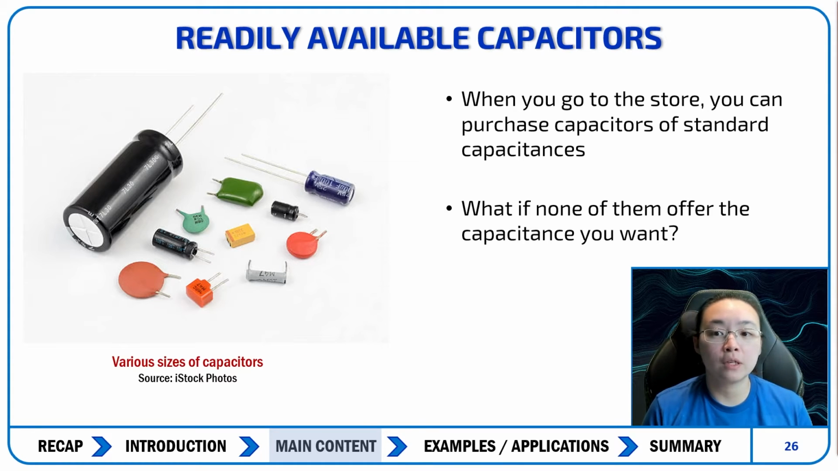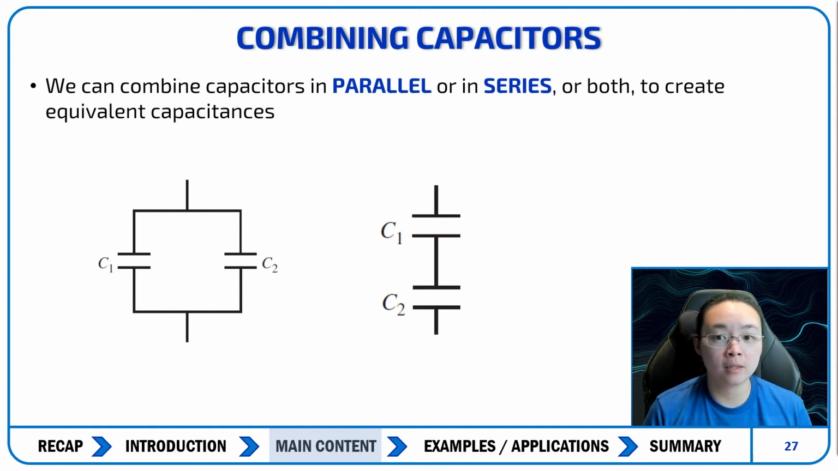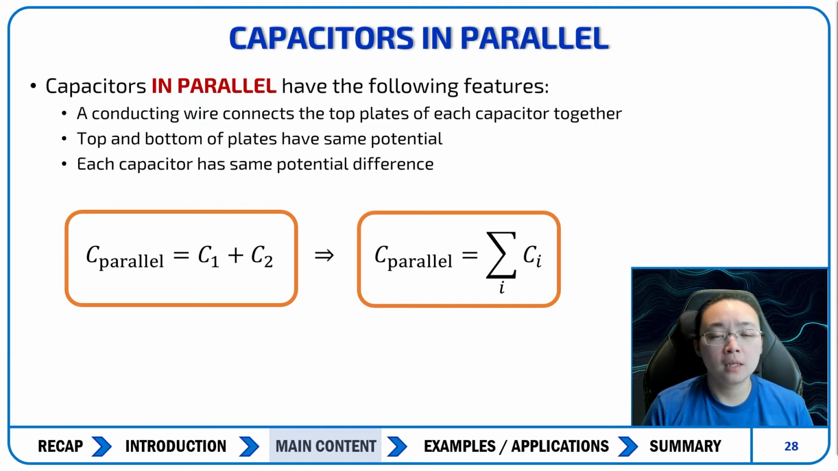So what happens if none of them offer the capacitance you want? Because you can only manufacture so many capacitors of so many different capacitances. In such a case, you're going to have to start combining capacitors to achieve the capacitance you want. So we can combine capacitors in parallel or in series to create equivalent capacitances. Capacitors in parallel and in series will have different equations, and keep in mind you will not have to derive the equations in this course. I will be presenting the derivations, but you will just need to know the final equations to use.